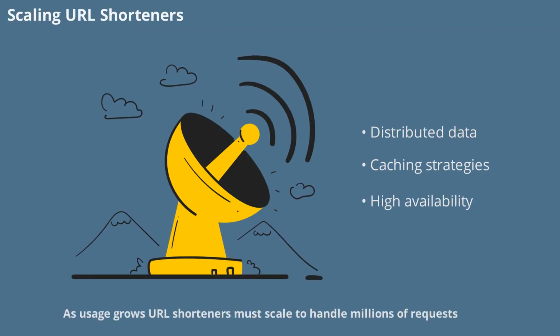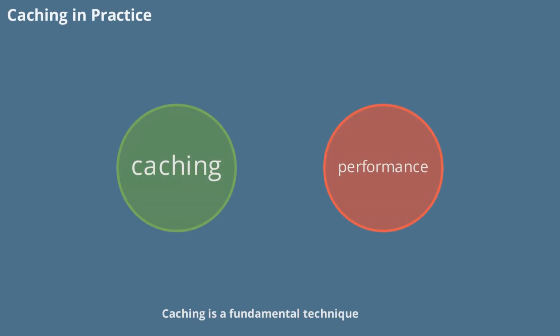As usage grows, URL shorteners must scale to handle millions of requests. This involves distributing data across multiple servers, implementing caching, and ensuring high availability. Studying how real companies solve these problems will give you practical insights into system scalability. Caching is a fundamental technique for improving performance in large-scale systems. By storing frequently accessed data in memory, systems can serve requests faster and reduce the load on databases. Real-world systems use various caching strategies to balance speed and consistency.